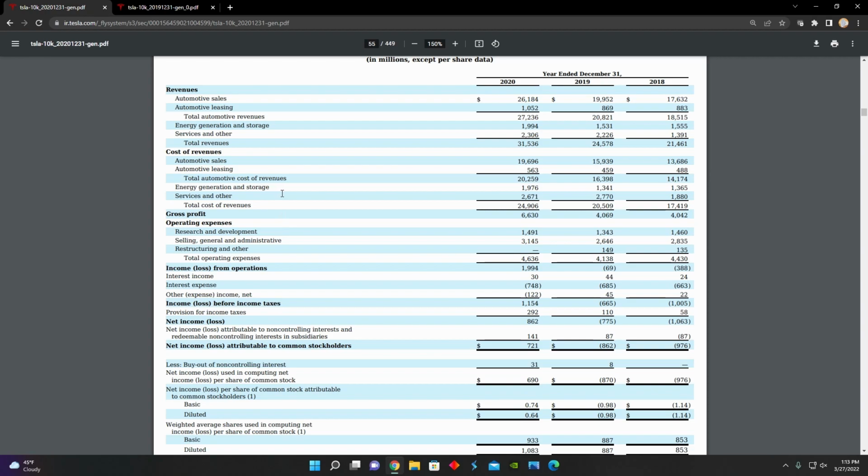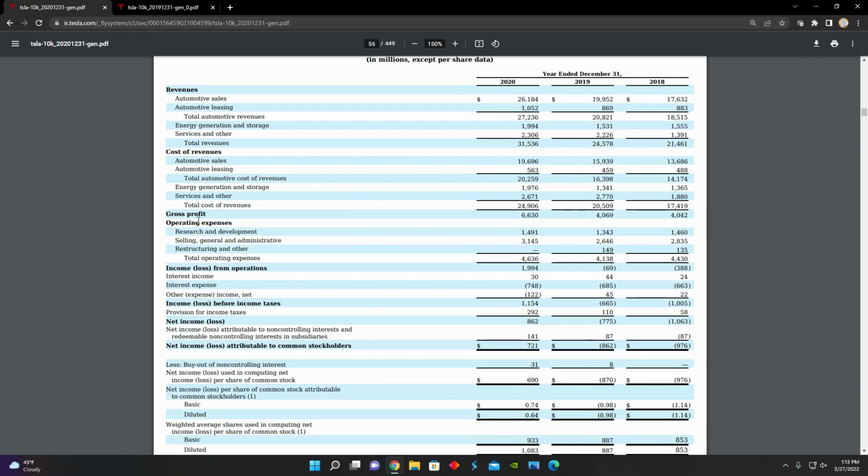Energy generation and storage expenses is made up of direct and indirect material and labor costs, warehouse rent, warranty expenses, and also different overhead costs. And then services and other is made up of costs for retail merchandise and costs to provide vehicle insurance. And then once they add up the total automotive cost of revenues with the energy generation, storage, and services and other, they get the total cost of revenues line item right here.